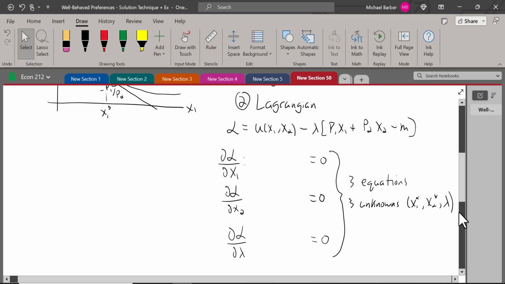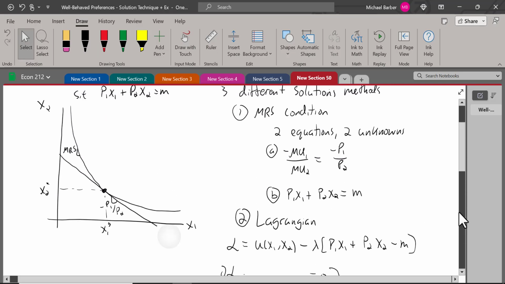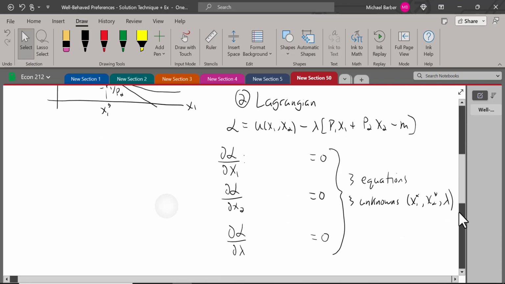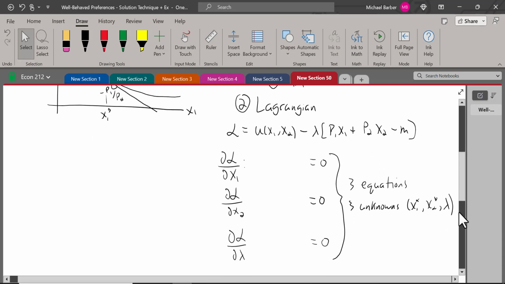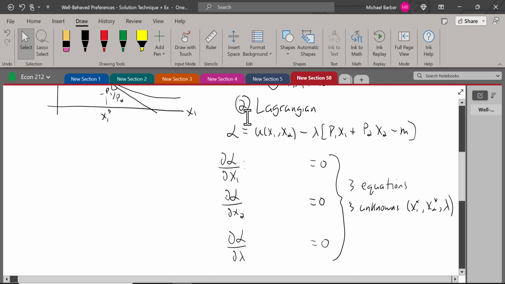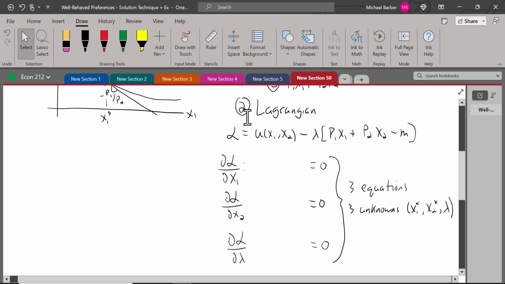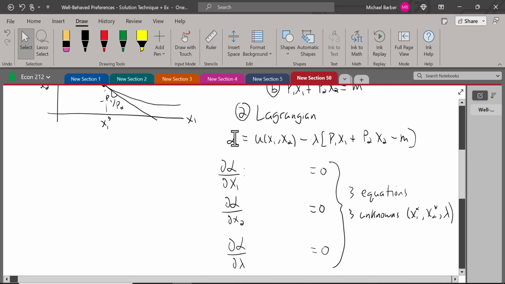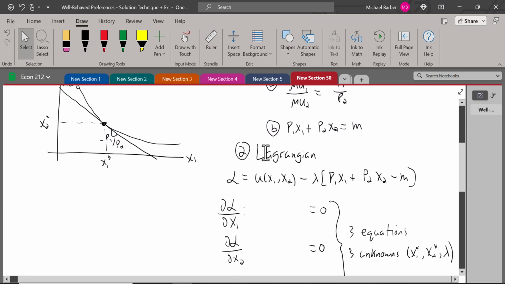So either of these 2 methods are going to give you the same answer. It doesn't matter which one you use, and they all involve taking these first order conditions. This is just a more general technique to solve these constrained optimization problems that is more widely applicable, so it's worth learning this Lagrangian.